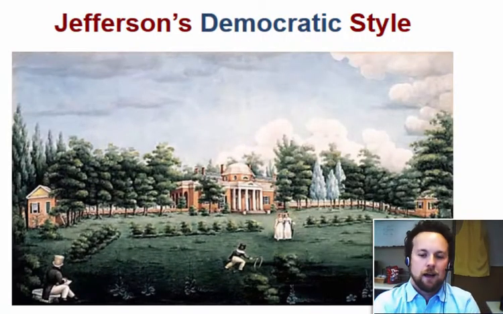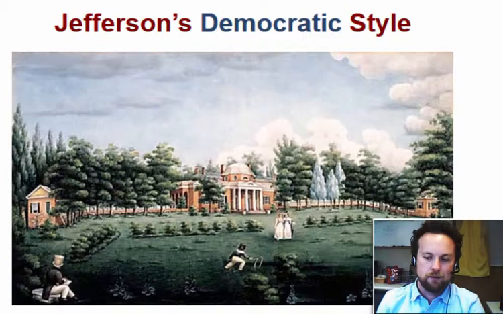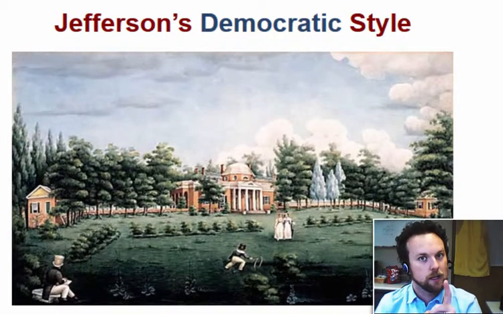And we're back. Now, this is a painting of Jefferson's home, Monticello, which he actually designed, by the way. He was a man of very, very many talents.